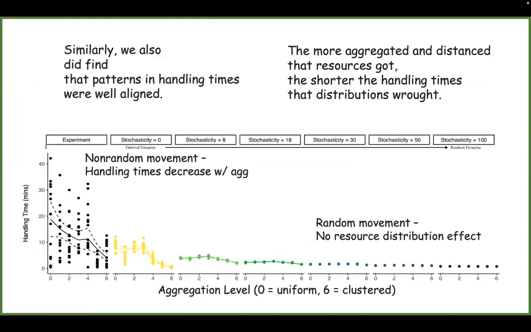Similarly, we also did find that patterns and handling times were well aligned. The more aggregated and distanced that resources got, the shorter the handling times that distributions wrought.